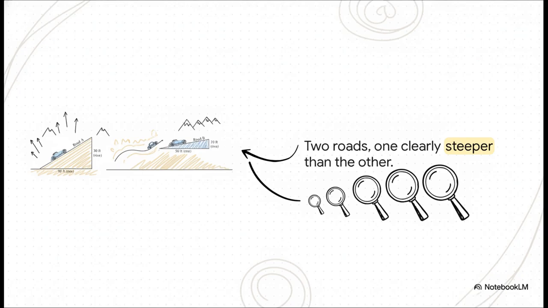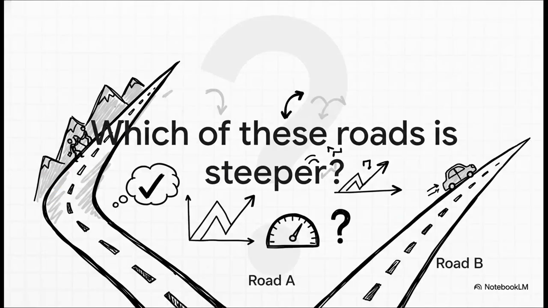Okay, let's just jump right in with a super simple visual. We've got two roads here, Road A and Road B. You don't need to be a math whiz to have a gut feeling about these two. I'm willing to bet you immediately pointed to Road A. And you know what? Your intuition is totally spot on. It just looks like a tougher climb.